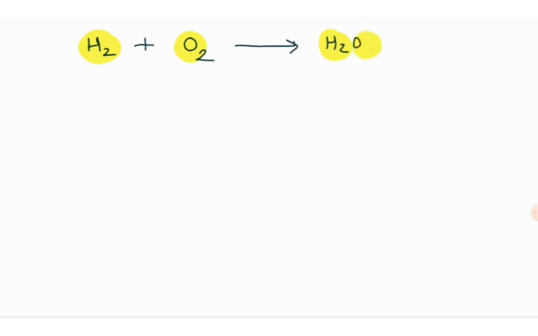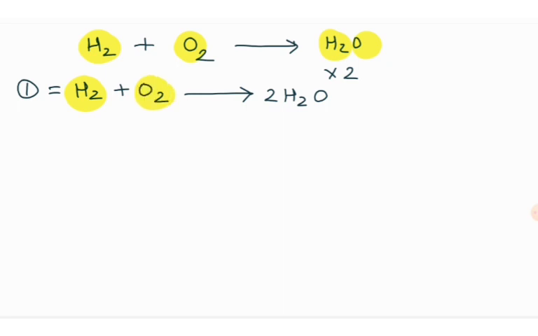Now what can be done? We can do one thing: here we can multiply with 2 to make them equal. So our first equation will be H2 plus O2 gives twice of H2O. Now again check the atoms. Here we have 2 hydrogen atoms, 2 oxygen atoms, and here also we have 2 oxygen atoms, but we have 2 hydrogen atoms on the reactant side. But now check there, we have 2 multiplied by 2, so we have a total of 4 hydrogen atoms.